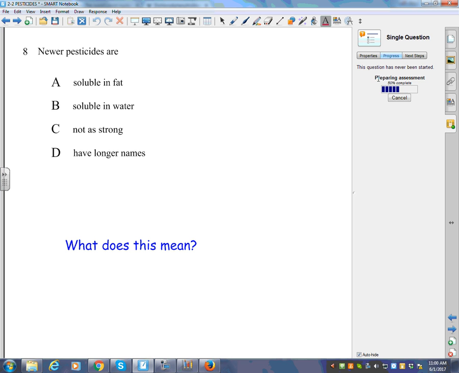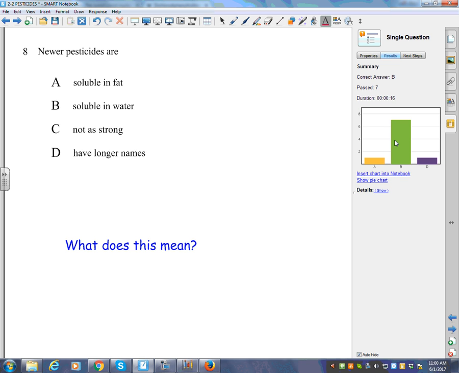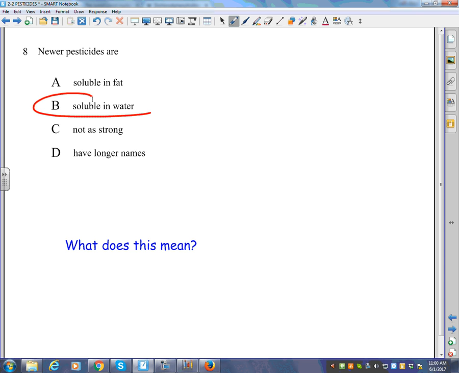Okay, so what about some newer pesticides? Newer pesticides are soluble in fat, soluble in water, not as strong, have longer names. B is the correct answer. Oh, that really sucks. They are soluble in water.